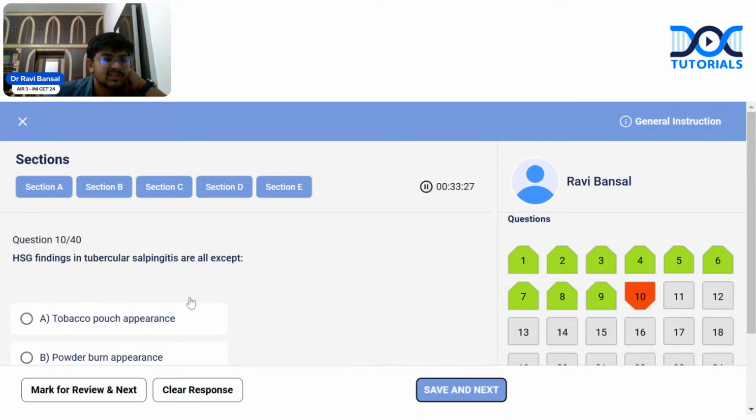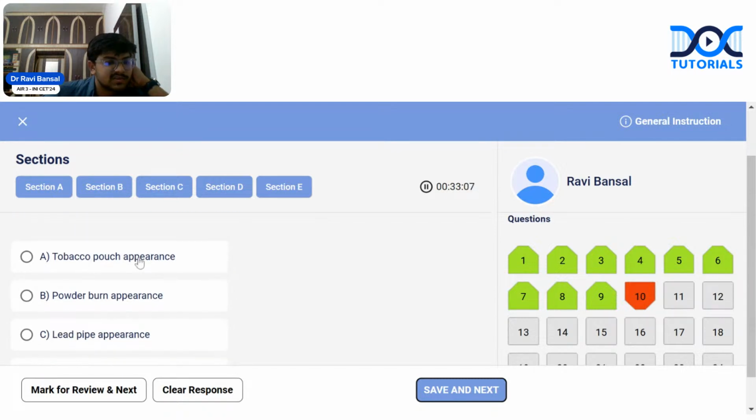HSG finding in tuberculosis salpingitis. This question came in NEET PG 2024. They gave a picture of an HSG and a history, and they wanted to ask about tuberculosis salpingitis. So TB is obviously important in every chapter. HSG findings in tuberculosis salpingitis are all except. So tobacco pouch appearance, obviously we see.